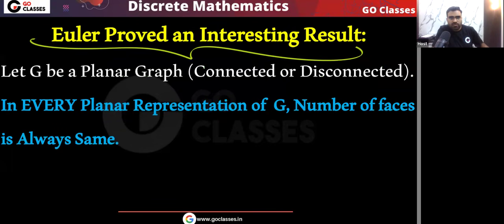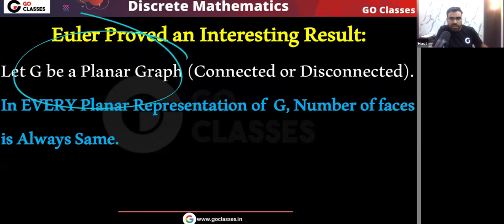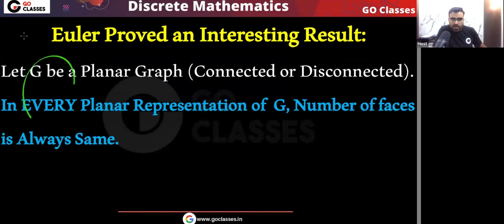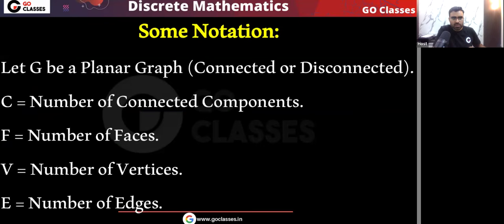So Euler proved one very interesting result: for any planar graph, connected or disconnected, in every planar representation the number of faces will be the same. For any planar graph, whatever planar representation you take, there can be 10, 20,000 planar representations, but every planar representation will have the same number of faces. And he also gave the formula. So let's see the Euler formula, which is very important from the GATE exam point of view.